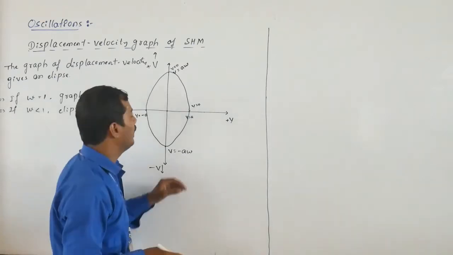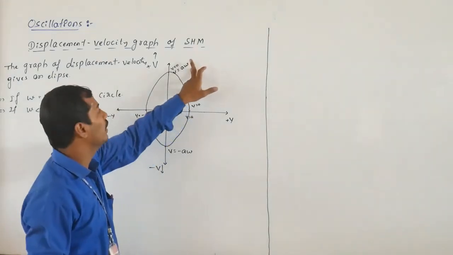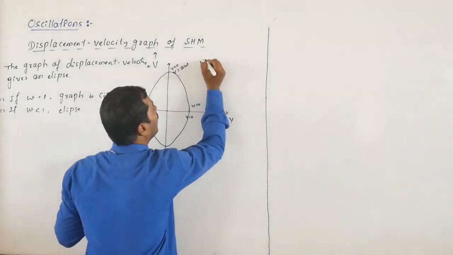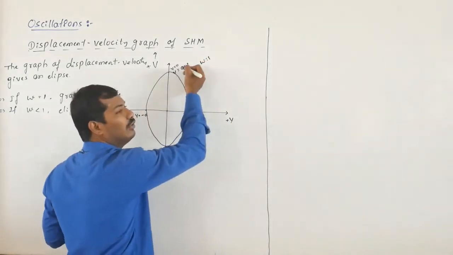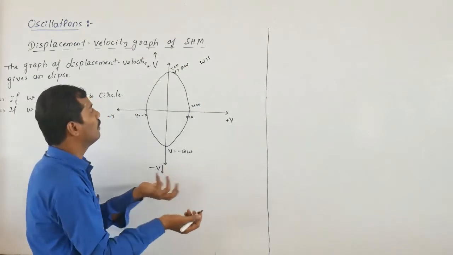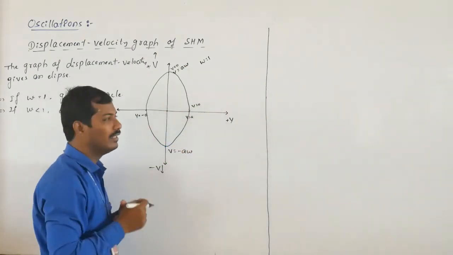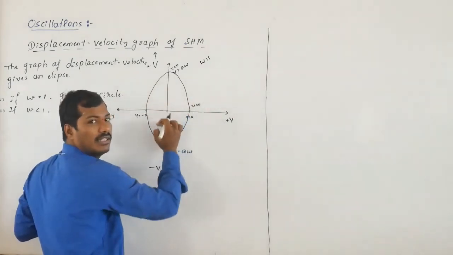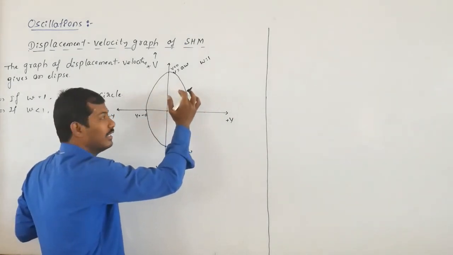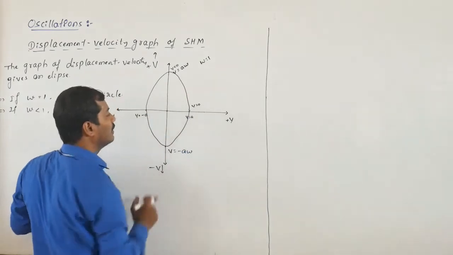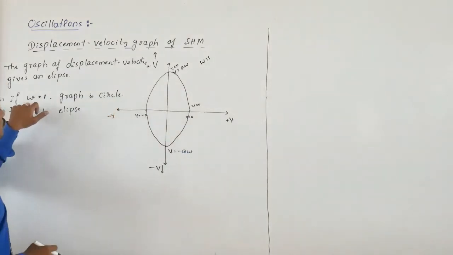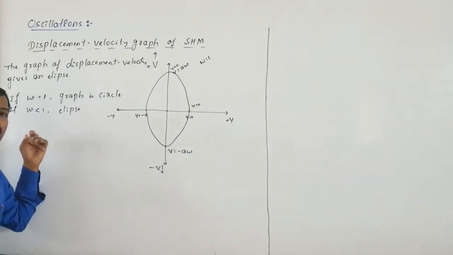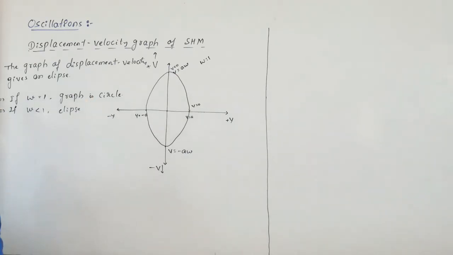Because if it is equal to 1, consider this omega is equal to 1 now. Then V is equal to A. A is nothing but the maximum displacement. Here also A, here also A. Then it becomes a completely circle. So if it is equal to 1, that graph becomes a circle. If it is less than or greater than 1, it becomes an ellipse, like this.